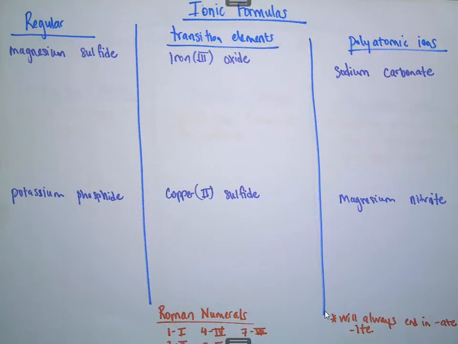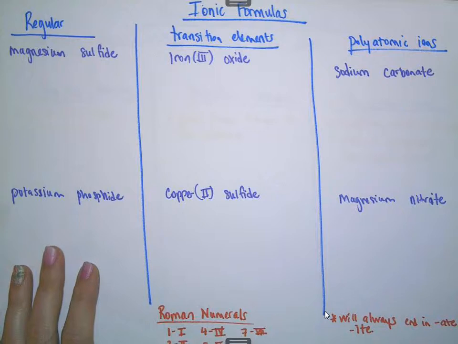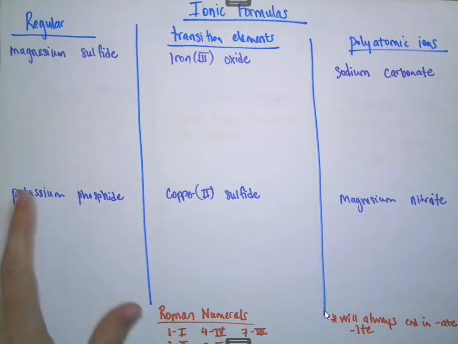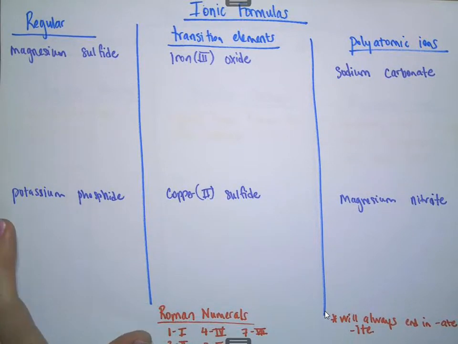Alright, the purpose of this video is to show you how to write the formulas of ionic compounds. So there's basically three different categories. You have what I'll call regular ionic compounds. They're just made up of two individual atoms. There's no tricks, there's no special things about it.